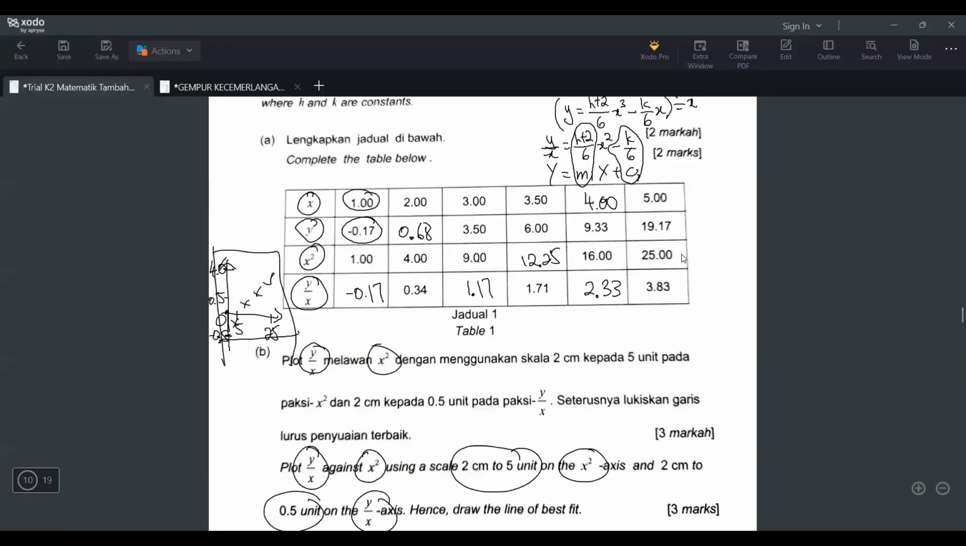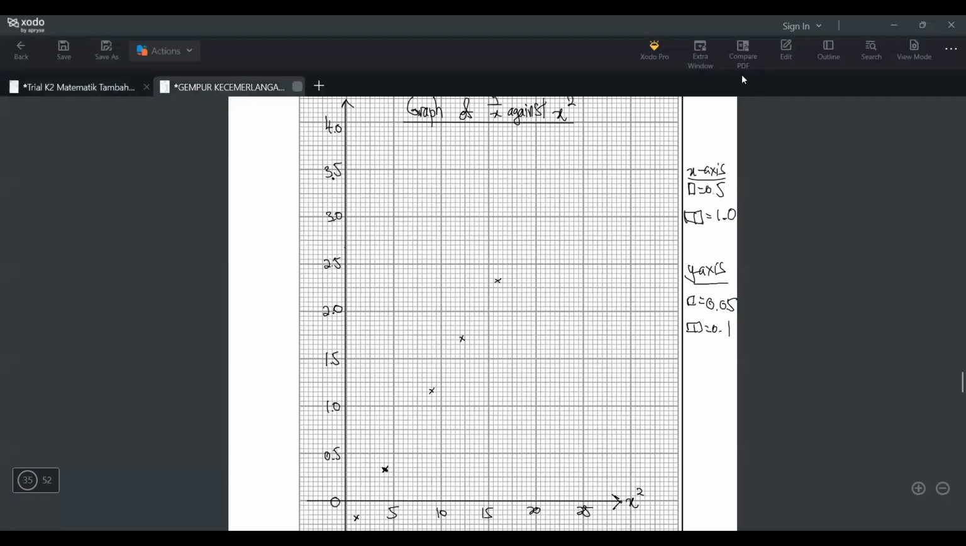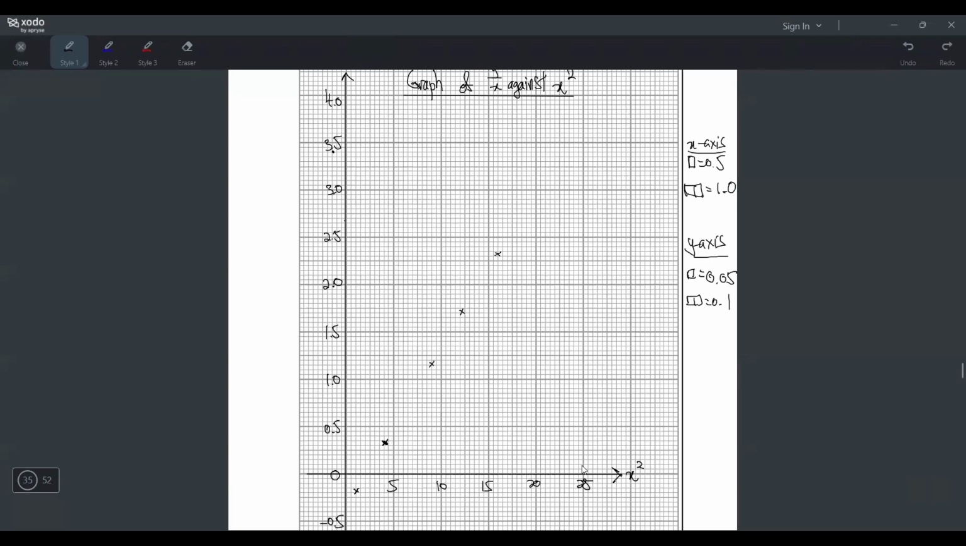Okay, now at the last point already, 25, 3.83. So let's finish it. 25, 3.83. 25 is here, very easy. 3.8. Okay, you go until 4. Turun 2 is 3.9. Turun lagi 2 is 3.8. What is 3.8? Naik 1 is 3.85.